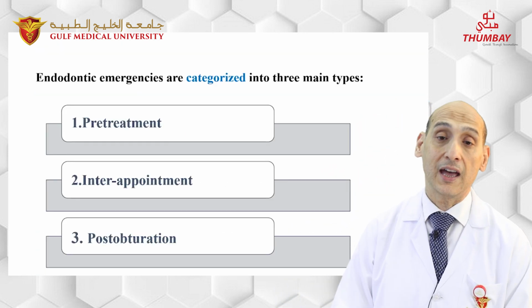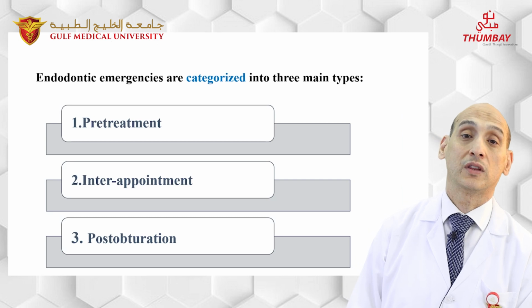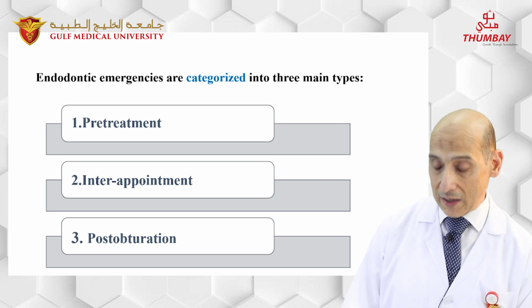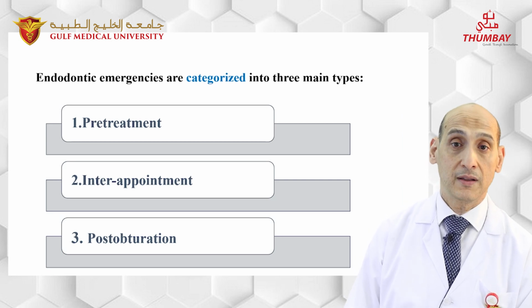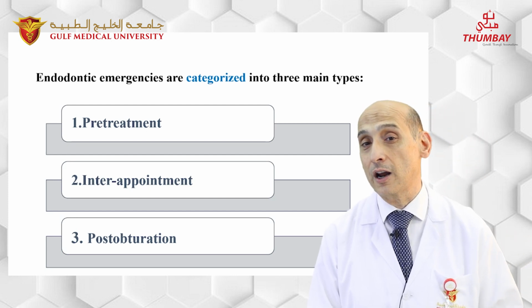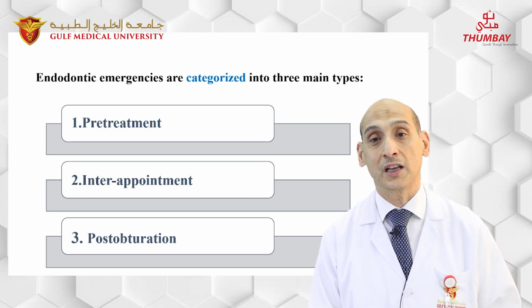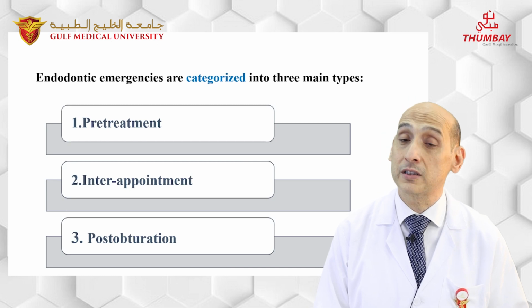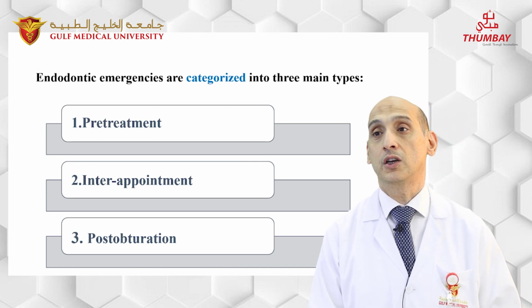Endodontic emergency can be classified into three types. The first one is the pre-treatment emergency. The second one is the inter-appointment emergency, and the last one is the post-operative or the post-obturation emergency.